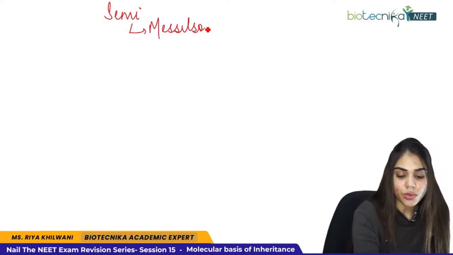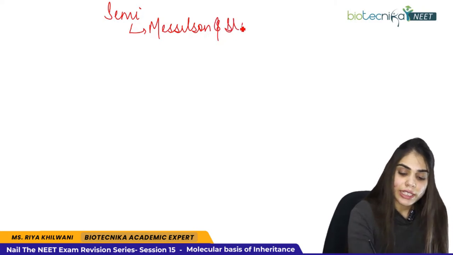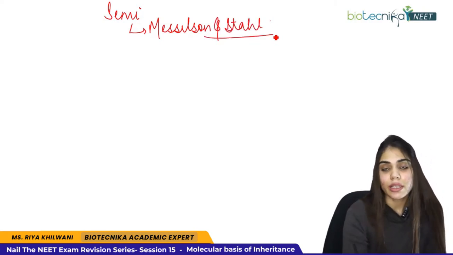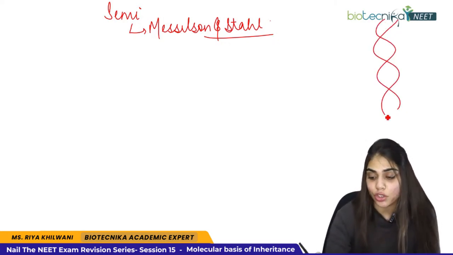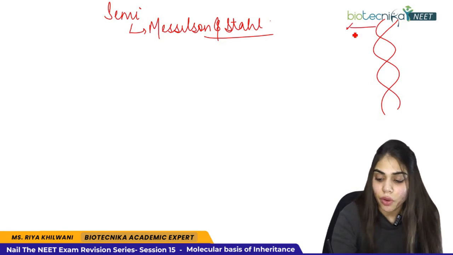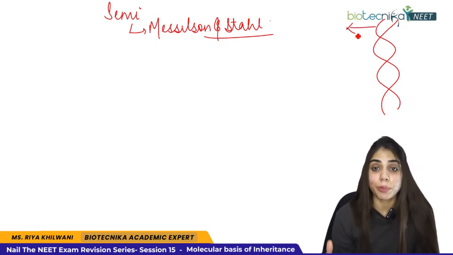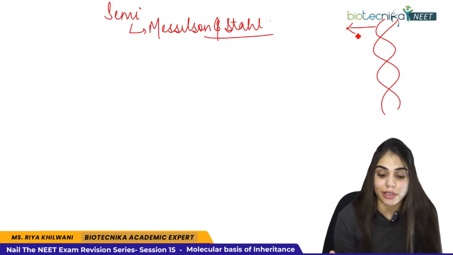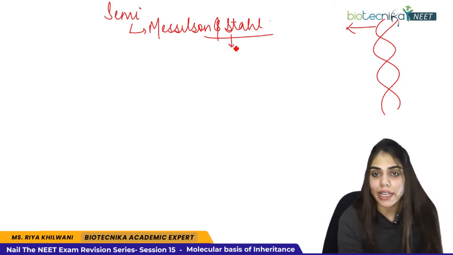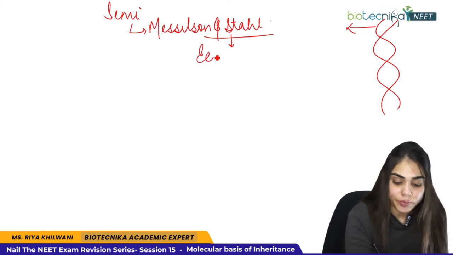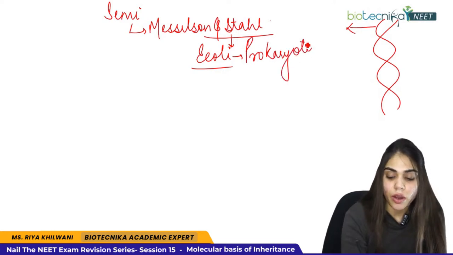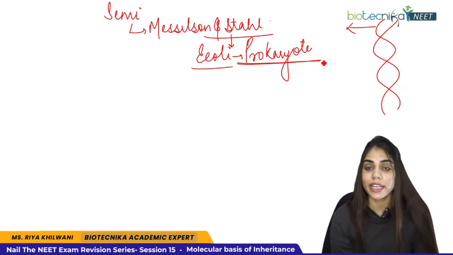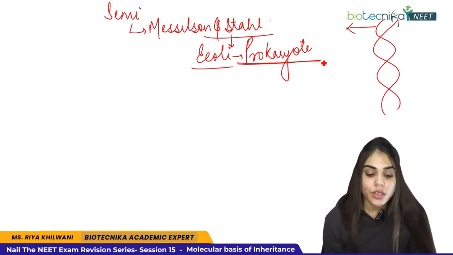These scientists performed the experiment 6 to 7 years after Watson and Crick proposed the double helical structure of DNA. They proved how replication takes place in the body. For this, the microorganism that they used is E. coli. Now what is E. coli? E. coli is a prokaryote that does not have an advanced nucleus, whereas perfect DNA is present in eukaryotes. So why did they take E. coli?